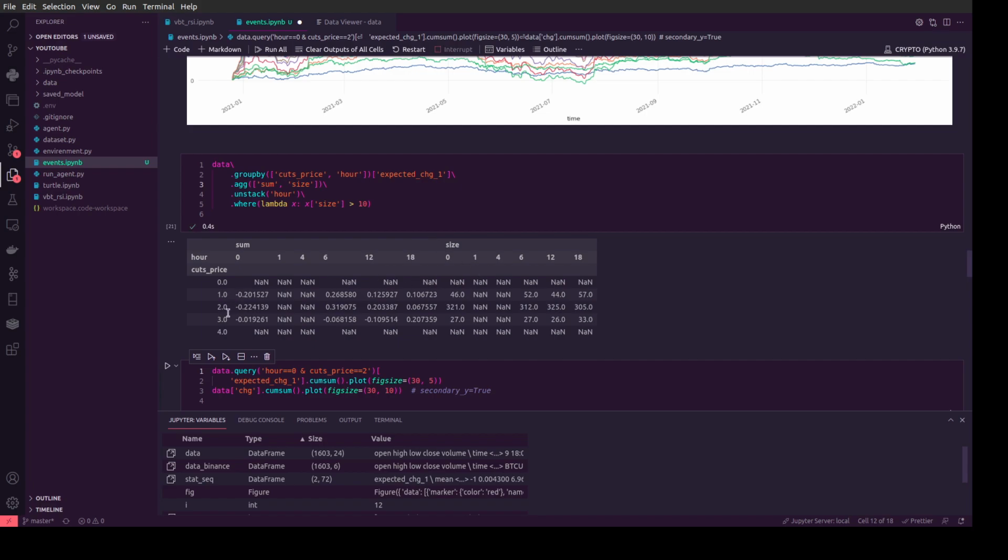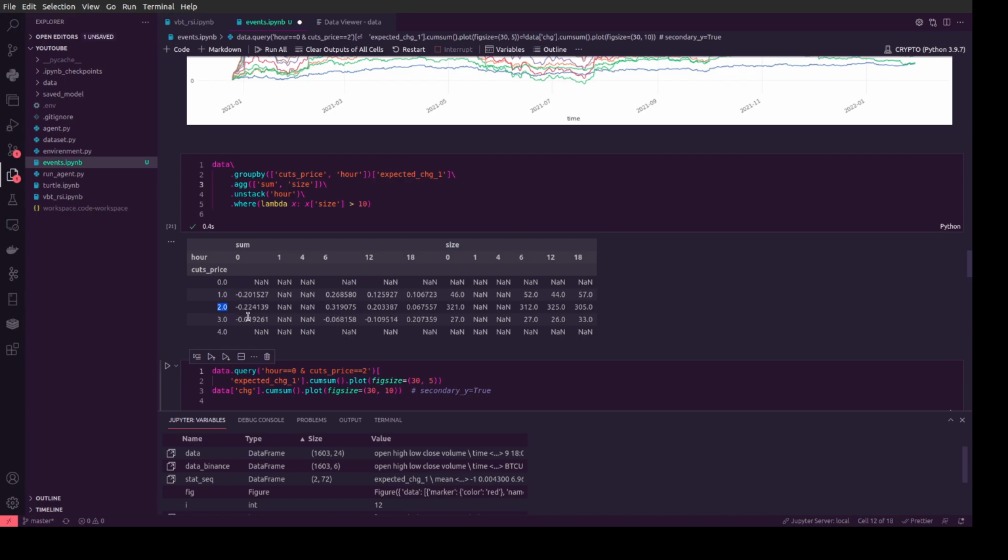And you see if we have cuts price, for example, on this value, and when the hour is 0, mostly we have negative results. Using this output, you could make some hypotheses, and you need to check these hypotheses by building a backtest or providing some statistical test. And this is a good starting point to analyze this data more deeply.